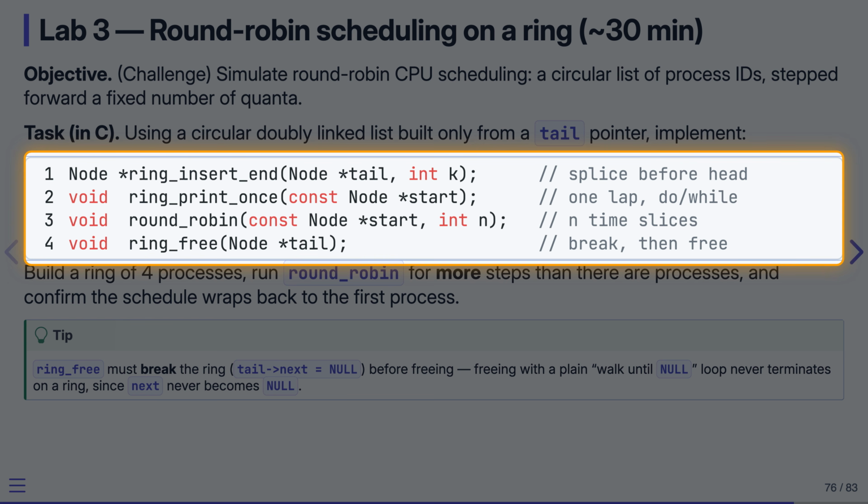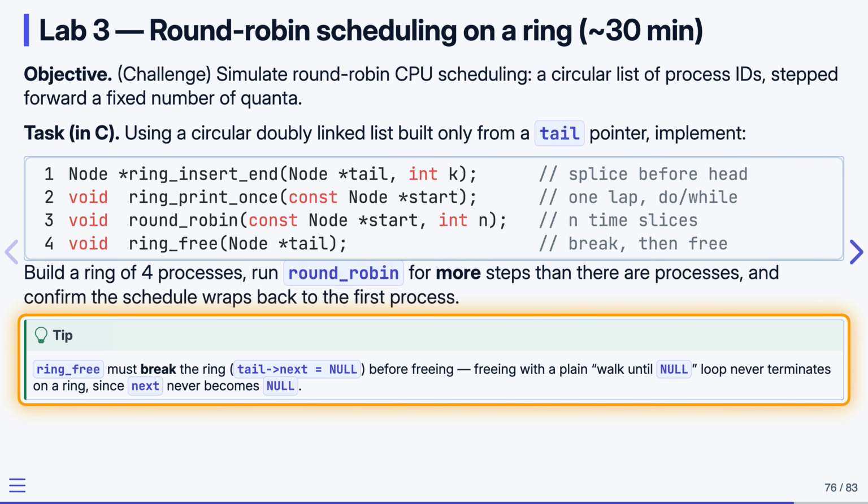Build a ring of 4 processes. Run round robin for more steps than there are processes, and watch the schedule wrap back to the first one. One tip, and it matters a lot. Ring free must break the ring first. You set tail arrow next to null before you free anything. If you skip this and just walk until null, the loop never ends because in a ring next never becomes null. So cut the ring, then free in a straight line.